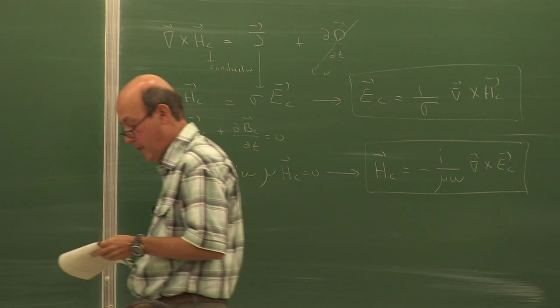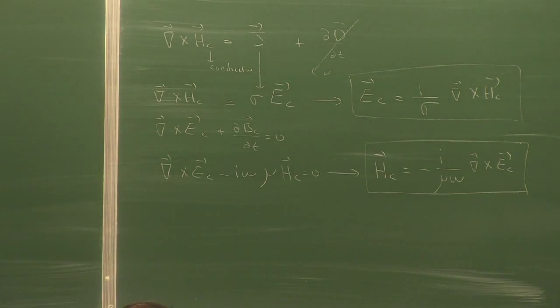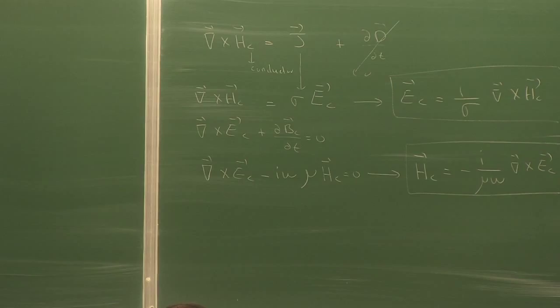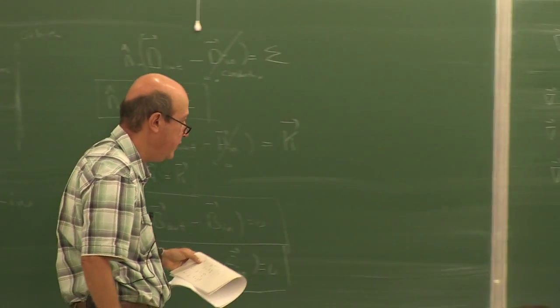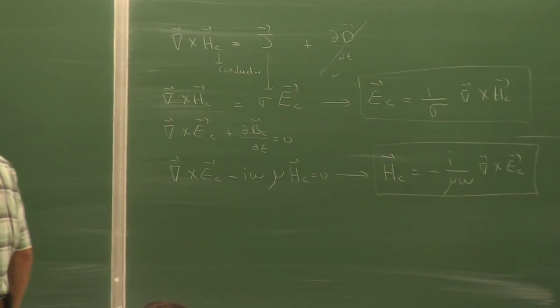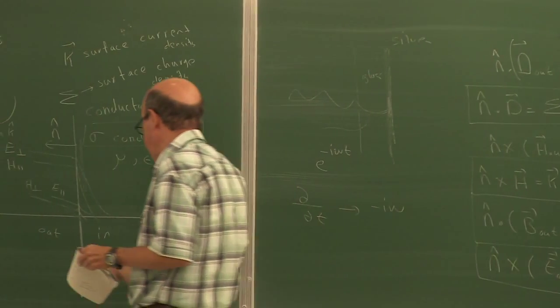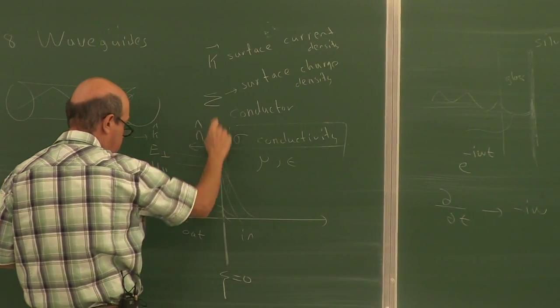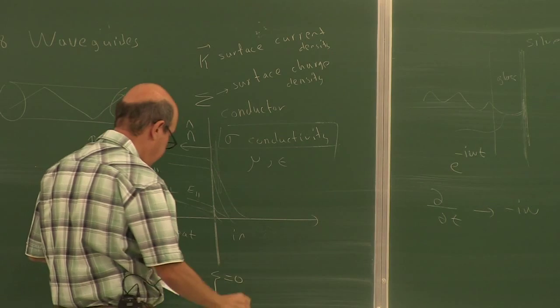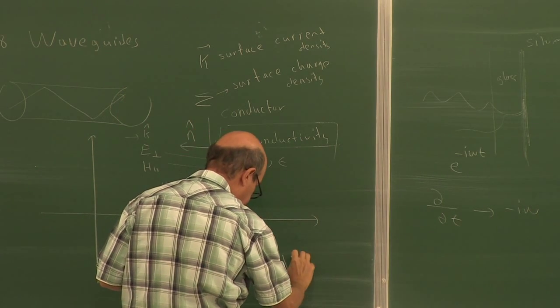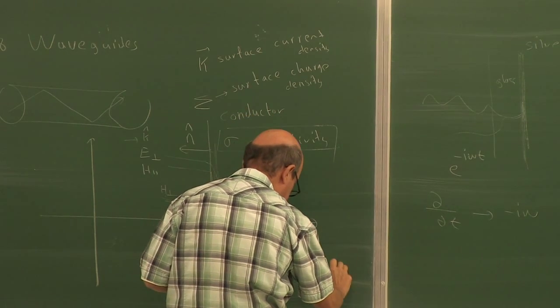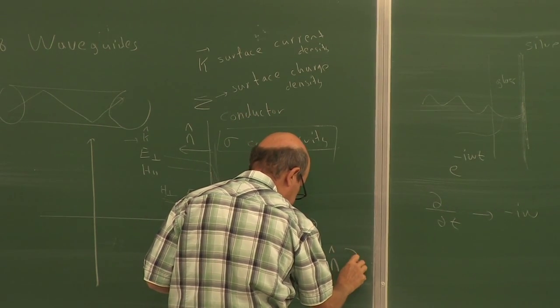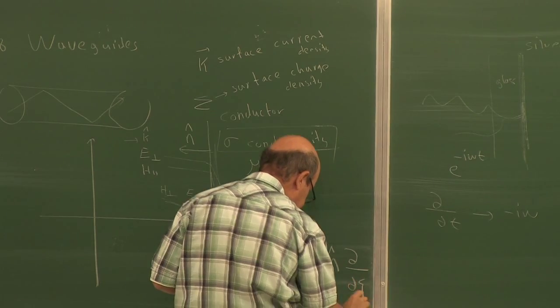Now what we are going to do, we will introduce what we can do for the curl. We will not do anything for the curl, sorry, for gradient. For gradient, I'll take the following. The normal vector to the surface is n, and I will take the gradient as minus n in one dimension, del over del cosine.